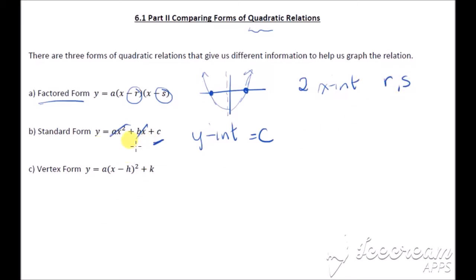With the standard form, we're able to go to factored form by factoring, and then vertex form by completing the square. And in vertex form, we're given the vertex, which is h comma k.